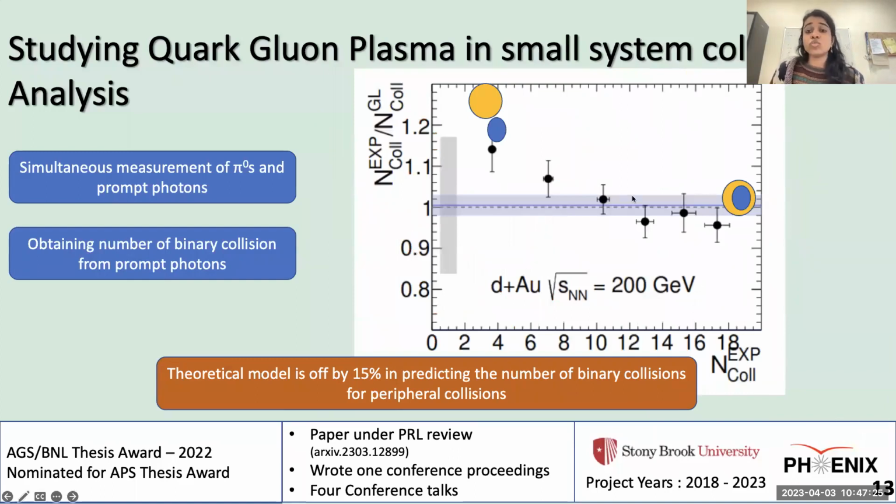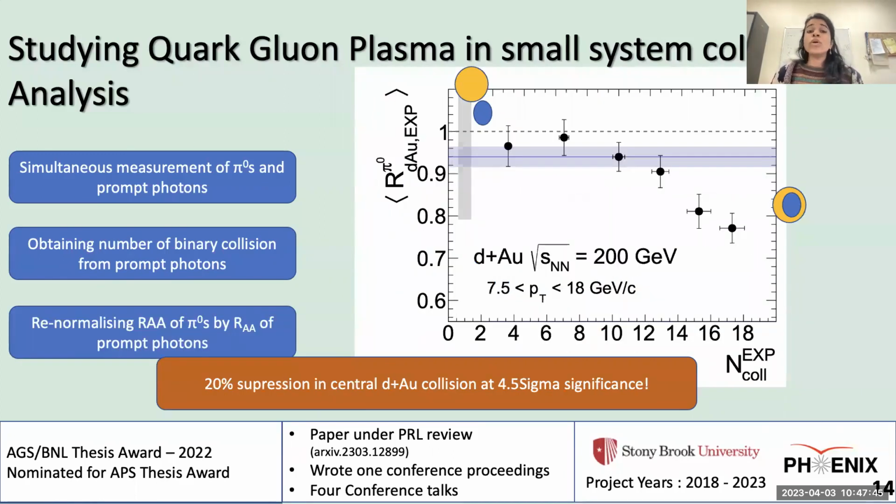Once we have these direct photons, we use them to look at the number of binary collisions, and we showed that in central collision, the number that we obtain from the theoretical model is equal to that we get from direct photons, whereas in peripheral collision, we're off by about 15%. And this is the reason we see an enhancement in peripheral collision. We went one step ahead and we used this number of binary collisions from direct photons, put it into the equation for nuclear modification of pi 0, and looked at how it looks as a function of number of binary collisions. The peripheral collision enhancement completely disappeared, but the central collision suppression still remained.